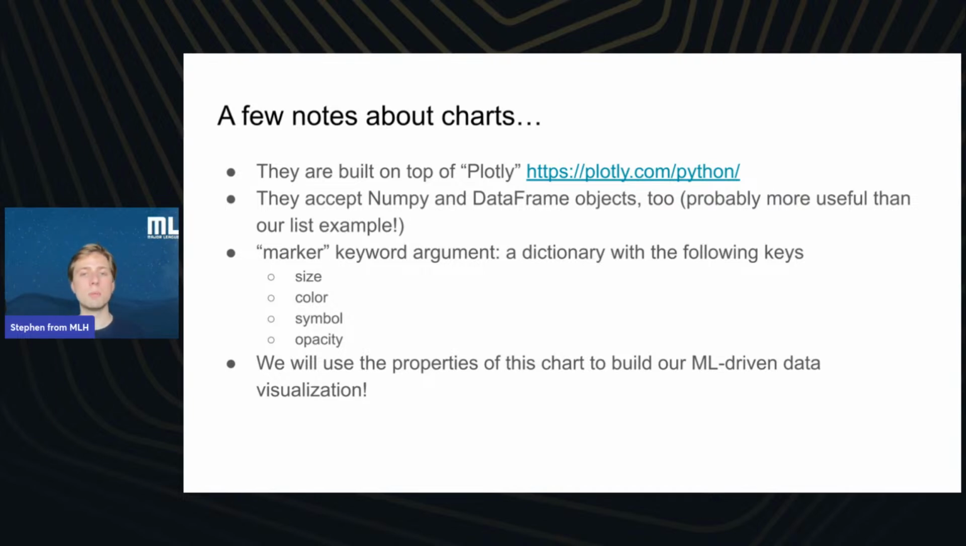I want to also mention the marker keyword argument. So this is something that will go after the chart pipe in a separate pipe on the right, just as I was showing before. And this marker keyword argument is a dictionary with the following keys. It could have size, color, symbol, or opacity, really any of these to help you make your chart look prettier, easier to read, more targeted towards your reader, and just generally a better chart. And we will use the properties of this chart object to build our ML-driven data visualization.